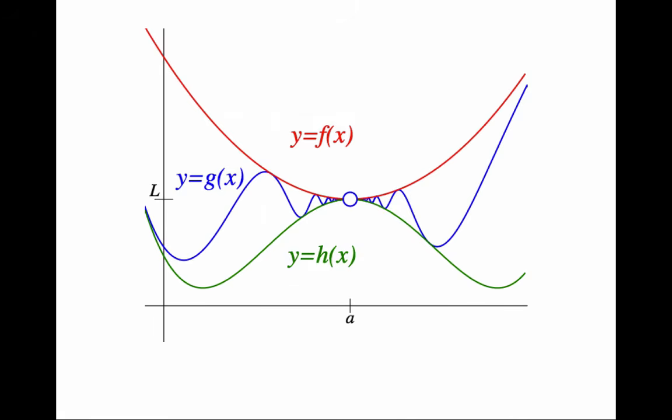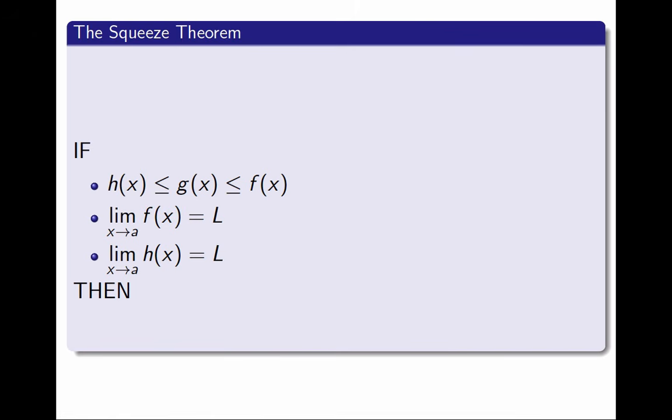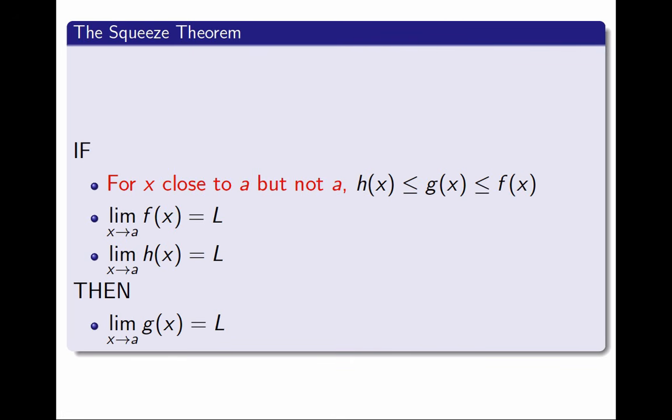Let's write this out as a theorem. If I have three functions, in order, h smaller than g smaller than f, and if I assume that the small function and the large function, they both have the same limit, then I can conclude that the function in the middle also has the same limit. To be precise, the string of inequalities doesn't need to be true for all values of x. I only need it to be true when x is close to a, but not a. I don't care what happens at a.